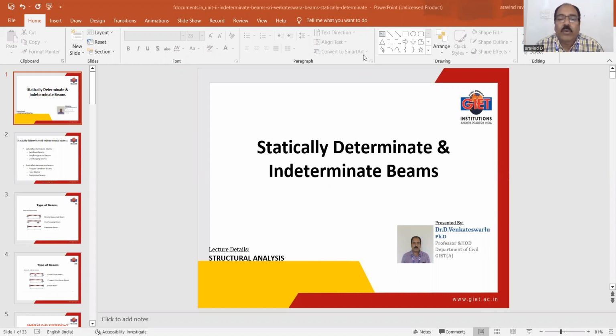Today, I am going to discuss statically determinate and indeterminate beams. It comes under structural analysis.